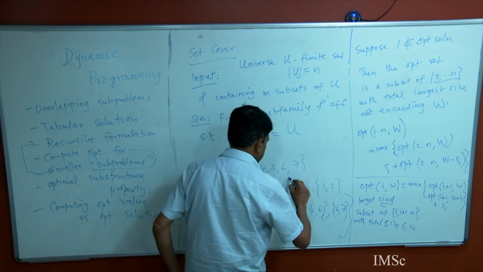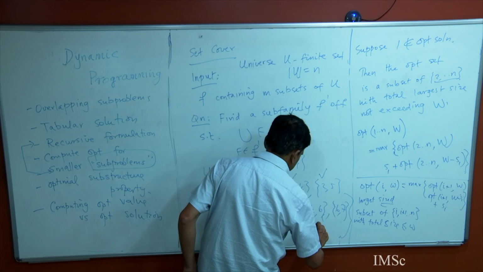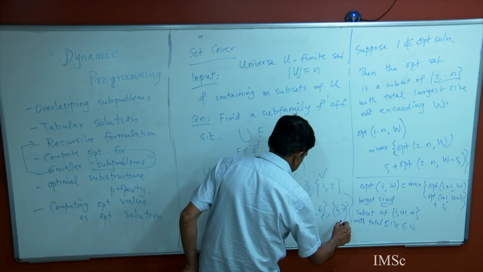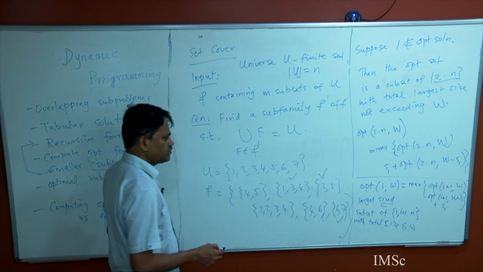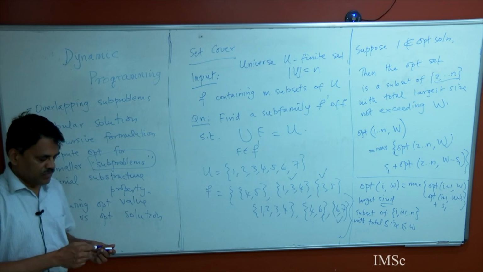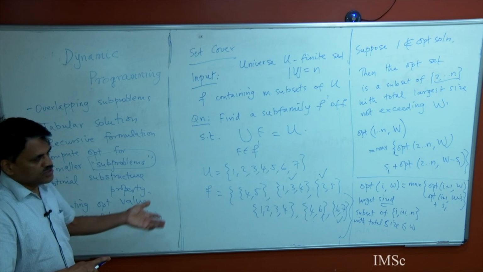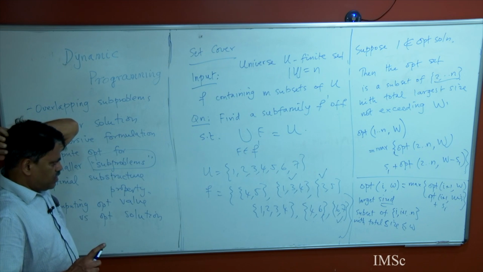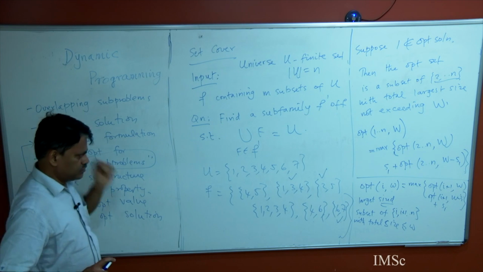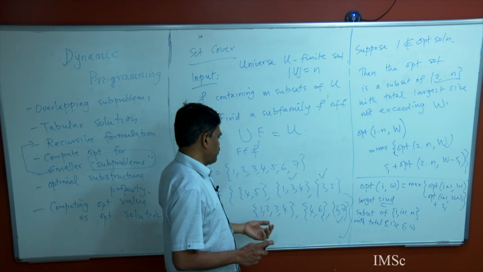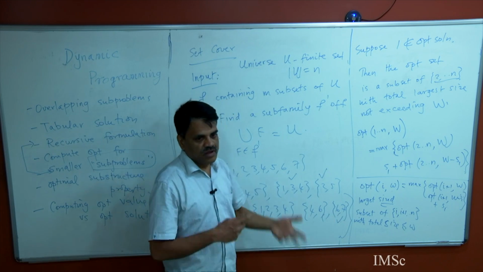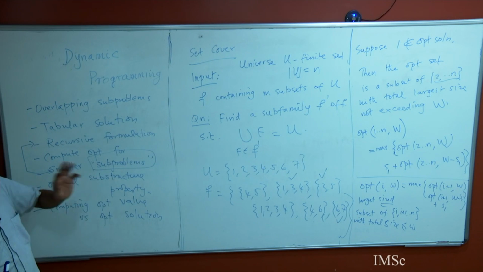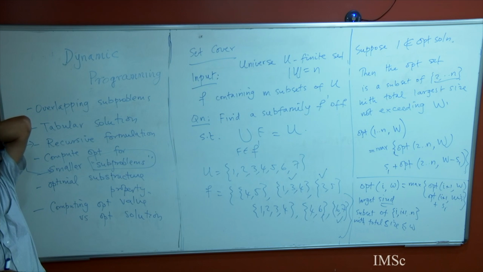So I might pick 1, 3, 4, 2, 5, 6, 7. And there are other subfamilies also with 3. I could do 1, 2, 3, 4, 4, 5, and 6, 7. There are several combinations of 3 sets that together cover the entire universe. Okay, so this is the problem.